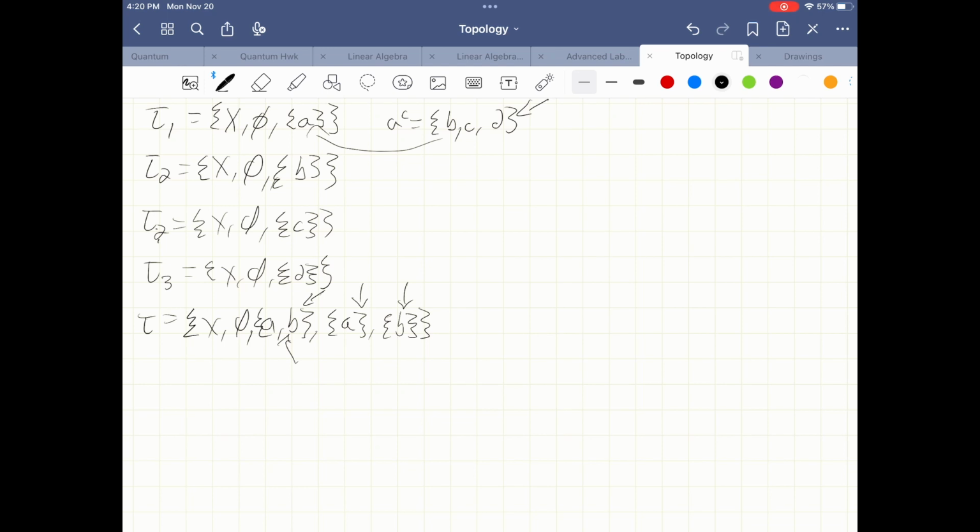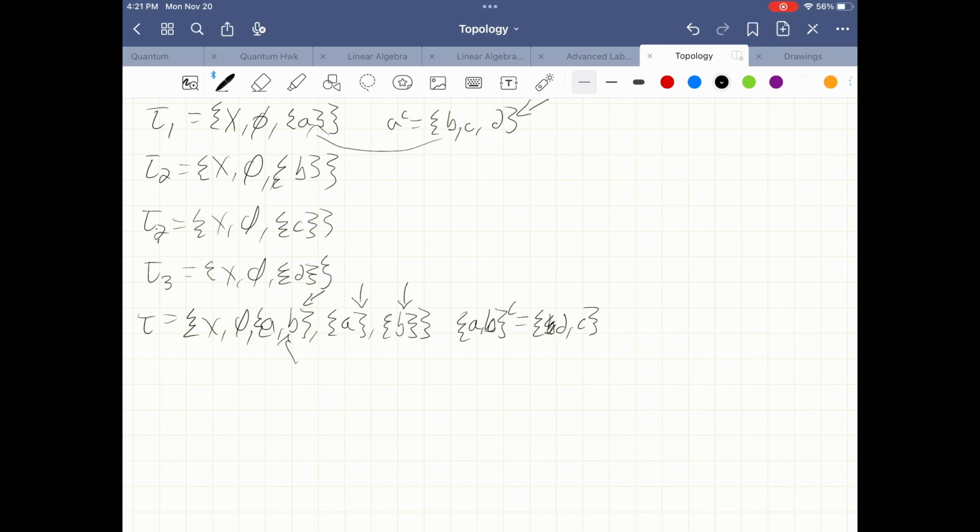So here we see that we have these two things in the topology and the union of them. And if we think about how the complement of everything that's in here looks like, we see that the complement of AB, here, let me write it, would be D and C, which are not included in this topology. So meaning that they would be closed.